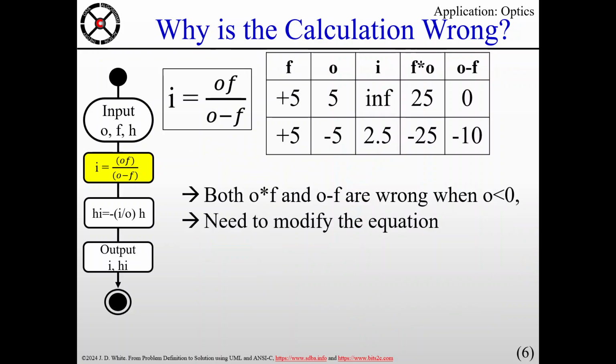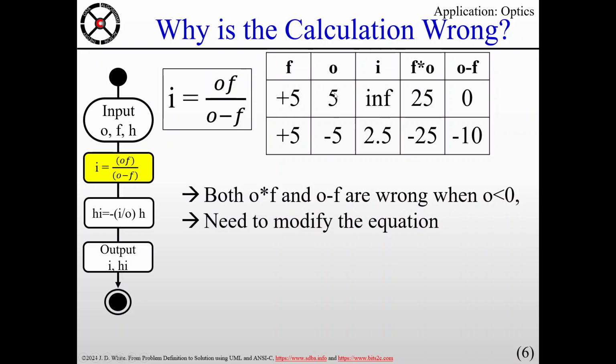Okay, we look at the code. Let's try it on the negative side. When O and F are both positive, I is at infinity, F times O, O minus F. But when we have a negative number, i.e. we're on the right side and not the left side, both O times F is wrong. O minus F is also wrong. Both these numbers are wrong if the object is on the right side.